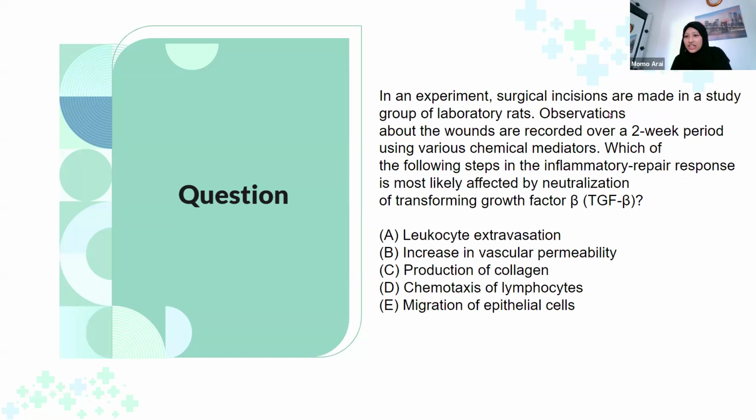In an experiment, surgical incisions are made on rats. Observations about the wounds are recorded over a 2-week period using various chemical mediators. Which one of the following steps is most likely affected by transforming growth factor beta? The options are: leukocyte extravasation, increase in vascular permeability, production of collagen, chemotaxis of lymphocytes, migration of epithelial cells. Even if you see overlapping functions, just choose the main function of transforming growth factor beta.